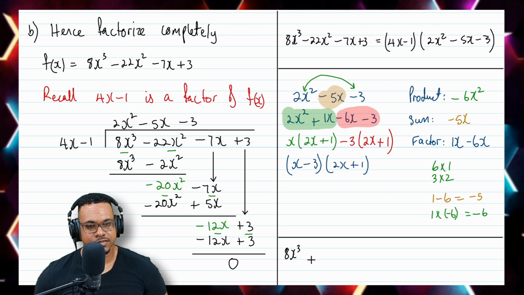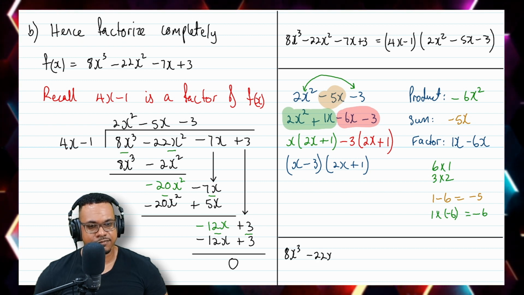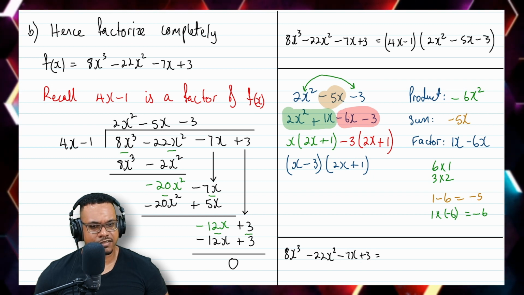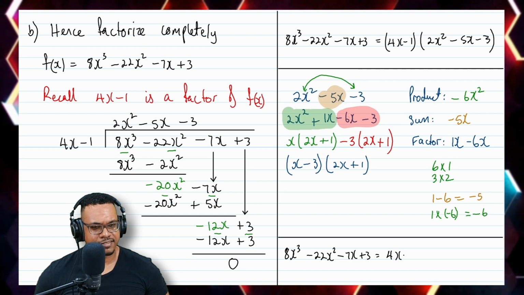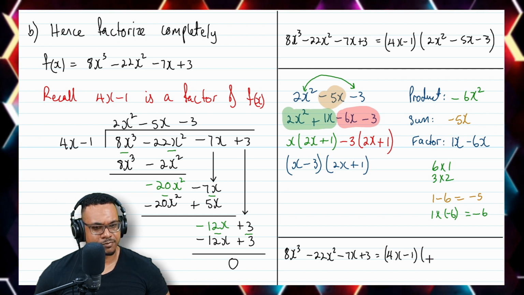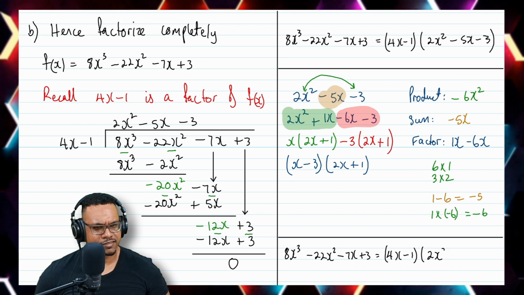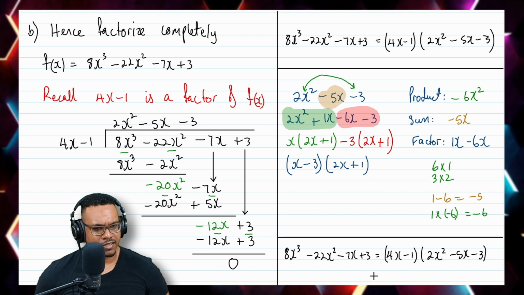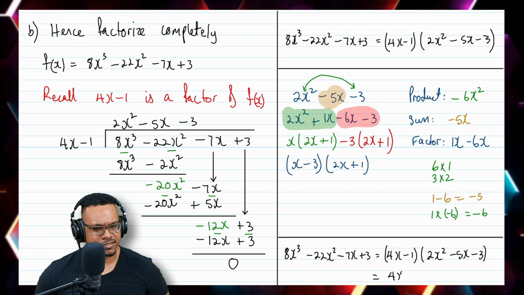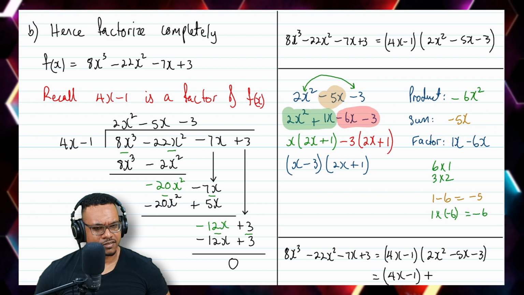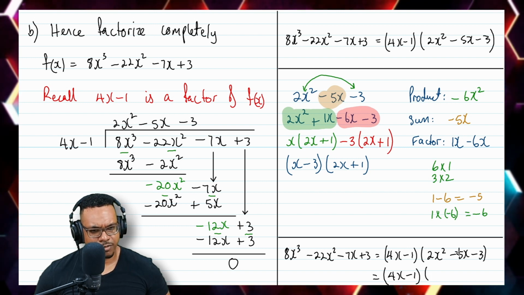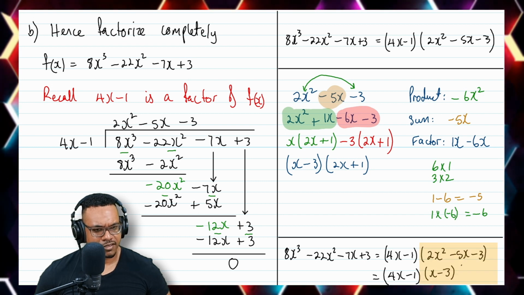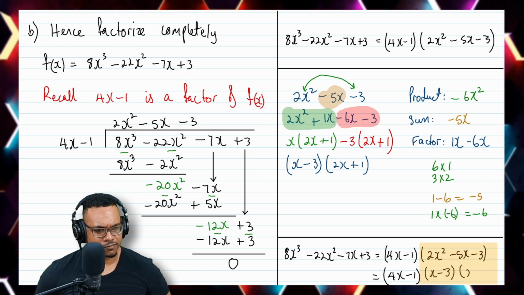8x cubed, take away 22x squared, take away 7x plus 3 is equal to 4x, take away 1, times my quotient, which was 2x squared, take away 5x, take away 3, and that will give you 4x, take away 1, times this quadratic broken up into its two linear factors, x, take away 3, and this 2x plus 1.